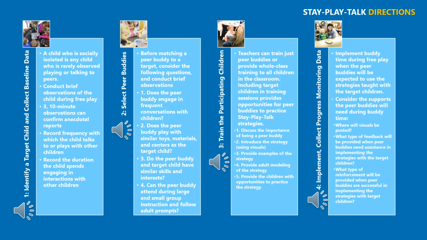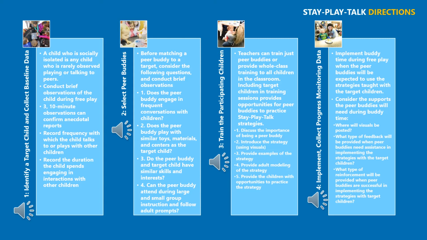The second step is selecting the peer buddies. In the child development lab, we want to make sure that the children do have a slight interaction. They are playing with similar toys or materials, and they also have similar skills and interests, things that could connect the two of them.